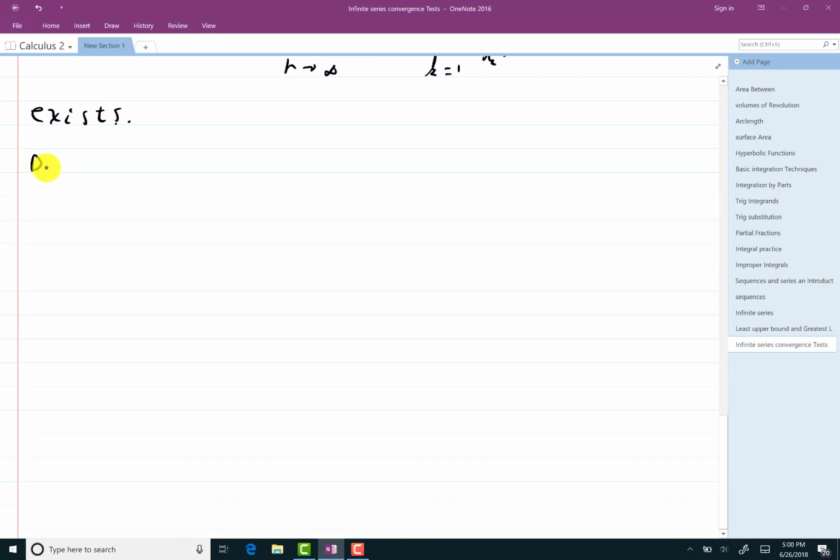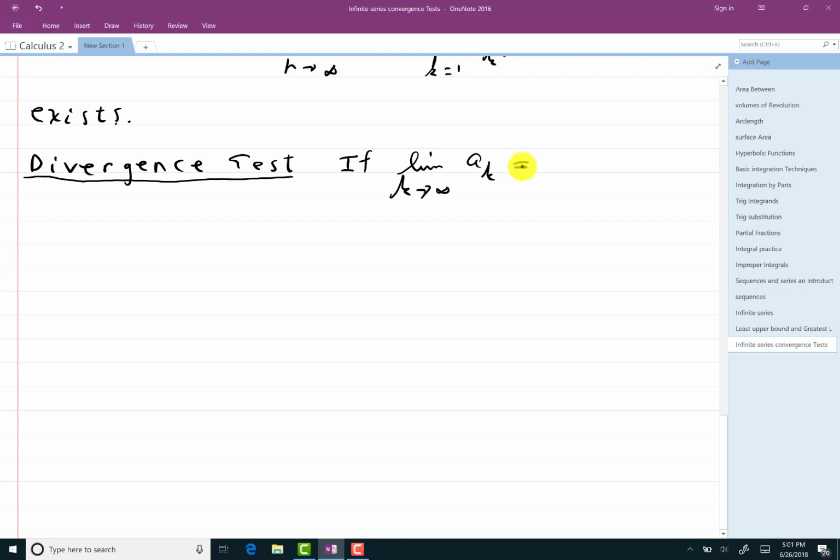But this may not seem like it's in this vein, but it's called the Divergence Test. This test, I didn't even know had a name until recently. The Divergence Test looks like this. If the limit as k goes to infinity of a sub k does not equal 0, then the series diverges.